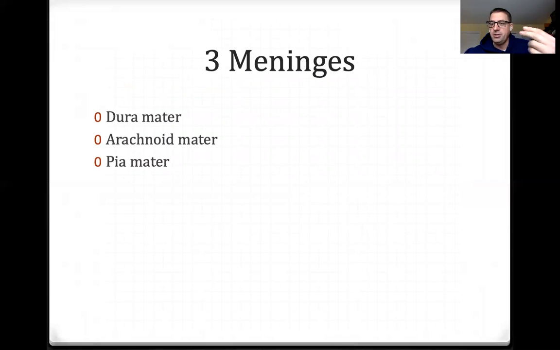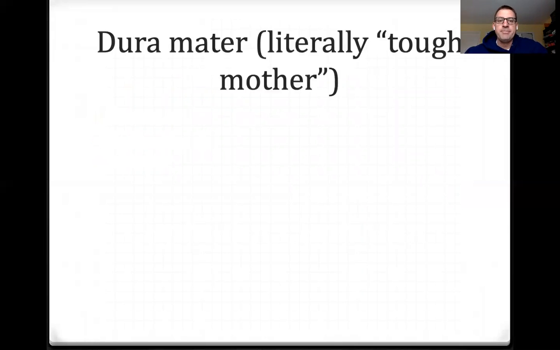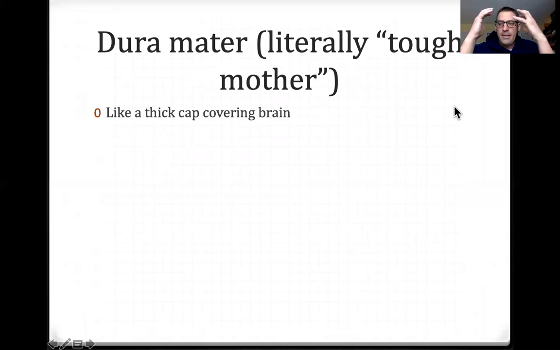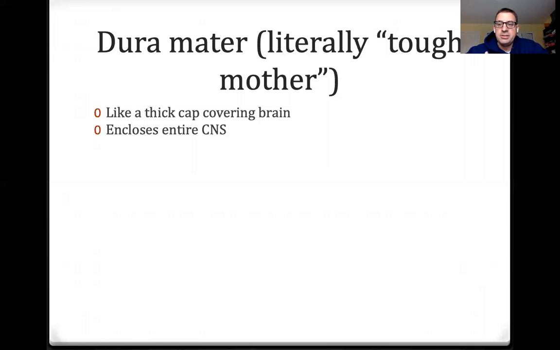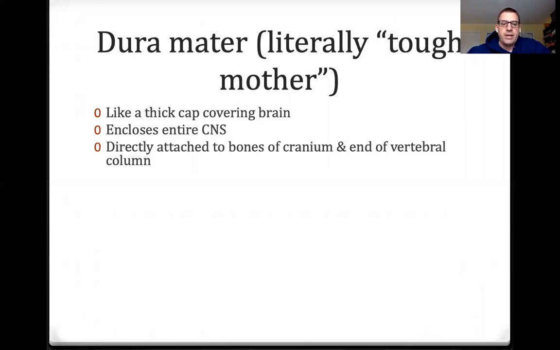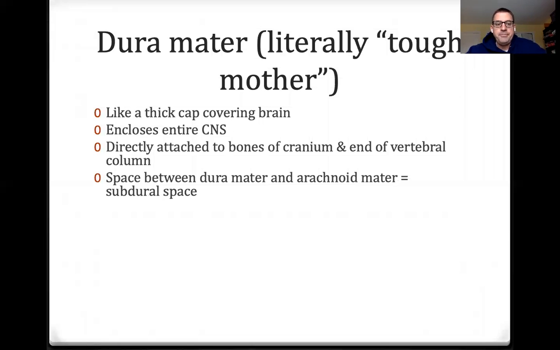And again, you can pause the video here if you need to. I'm going to keep going. So the dura mater literally means tough mother, okay? And it's like a thick cap that covers and goes around the brain. And if we ever get back into the school building, we actually have a human brain in a jar that I can show you, and you'll be able to actually see this dura mater, that thick, tough covering. This encloses the entire central nervous system, so brain and spinal cord. It's directly attached to the bones of the cranium and then the end of the vertebral column.